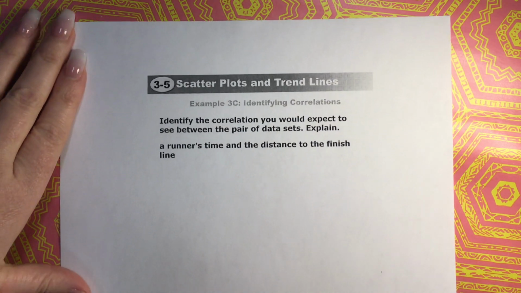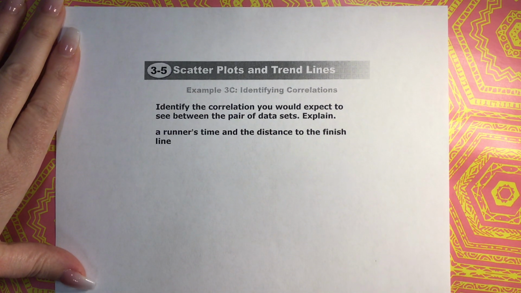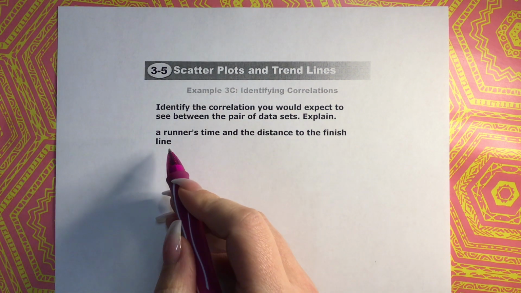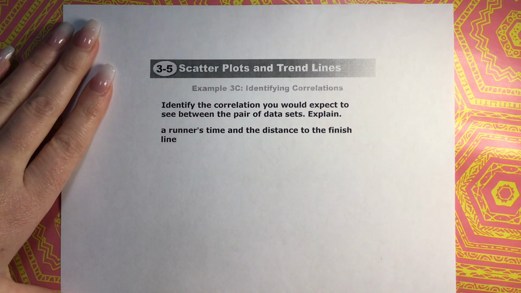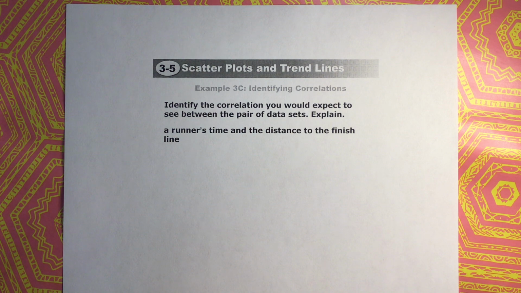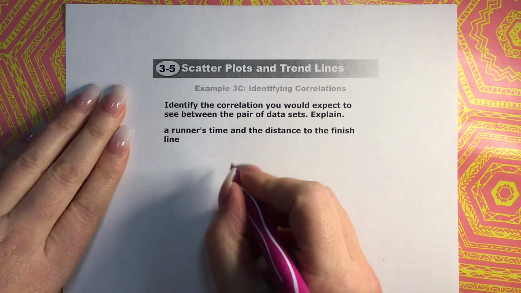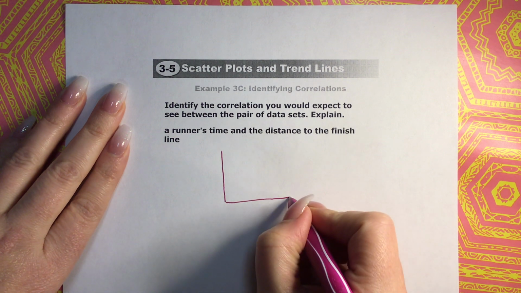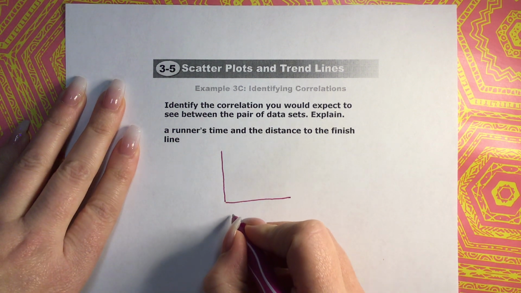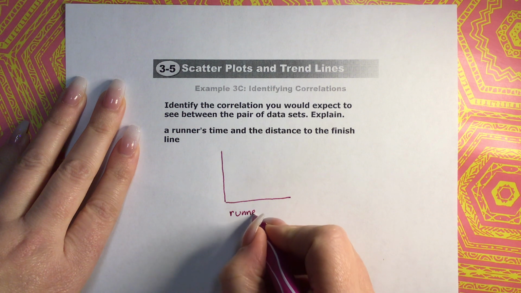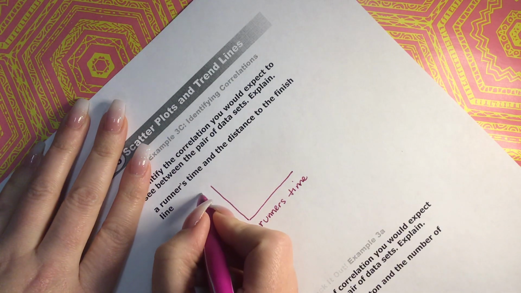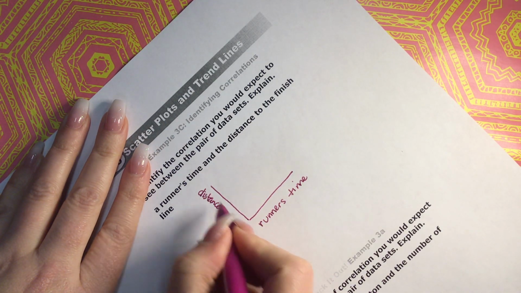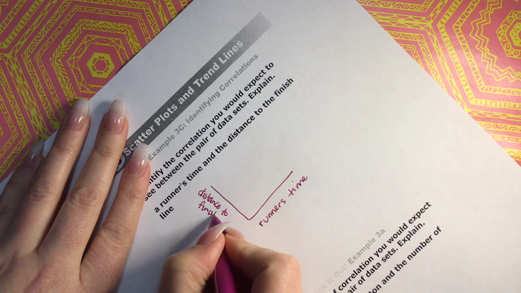All right, let's look at another example. 3C states a runner's time and the distance to the finish line. A runner's time and the distance to the finish line. Okay, so I'm going to draw another graph. I'm going to put a runner's time and this is going to be distance to finish line.